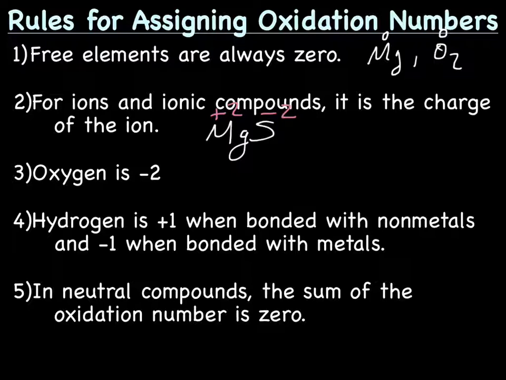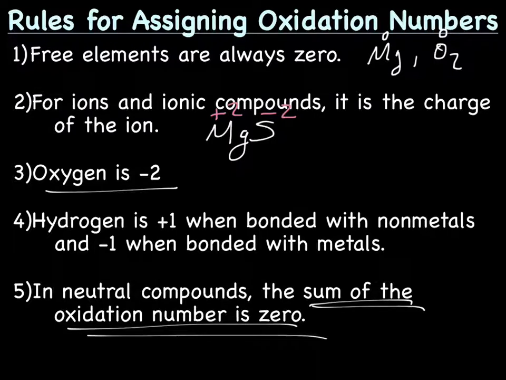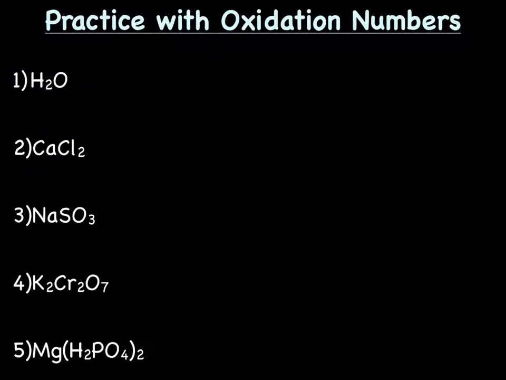The oxidation number for oxygen is always -2. And hydrogen is +1 when it's bonded with nonmetals. And if you remember, when hydrogen is bonded with nonmetals, it's written first. And it's -1 when hydrogen is bonded with metals. Okay, in neutral compounds, the sum of all the oxidation numbers is 0. All right, this sounds a little strange, but as we go through it, hopefully you'll find it's not really too bad.